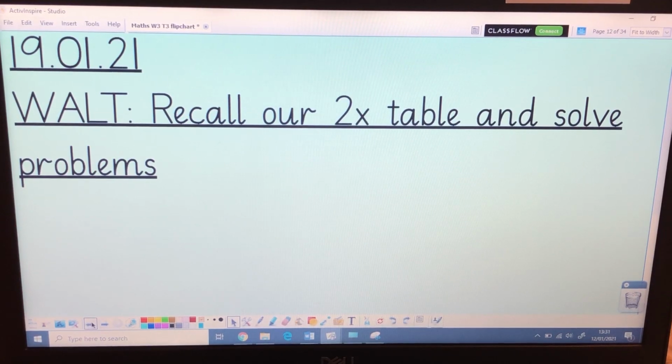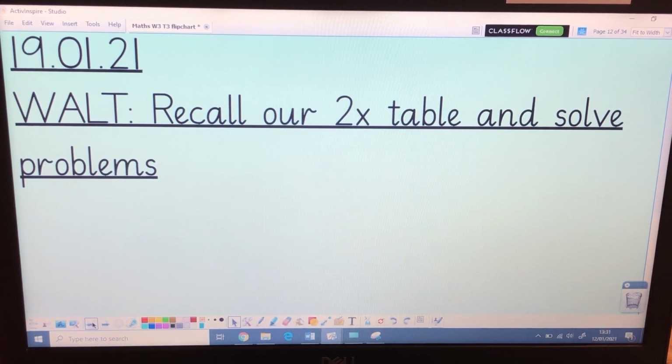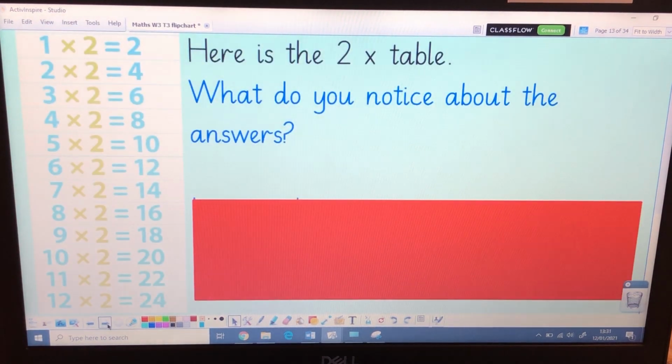Hi Year 2, Miss Bert is back to give you today's input for maths, and today we are recalling our 2 times table again, and we're going to be solving some problems with that as well. So let's head on to our first slide of the day.